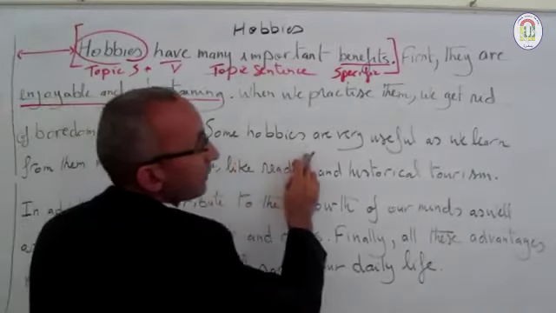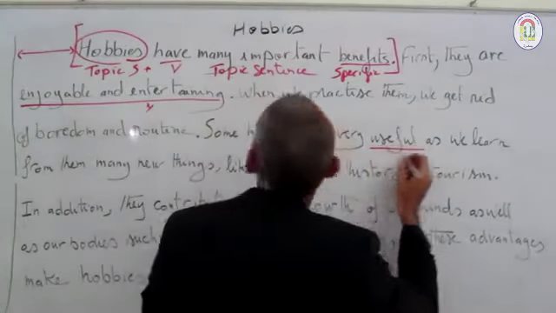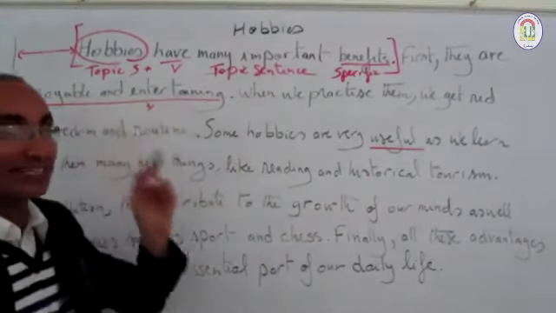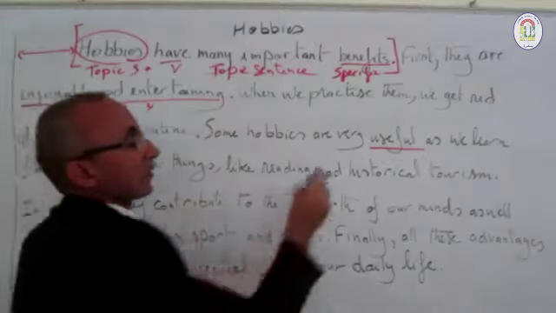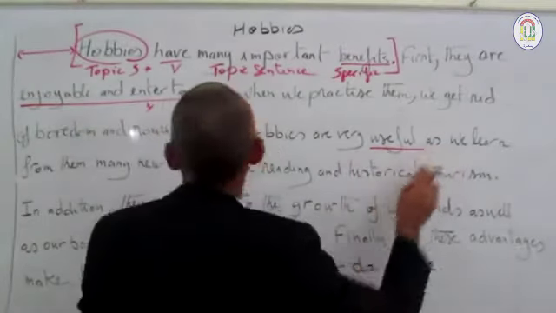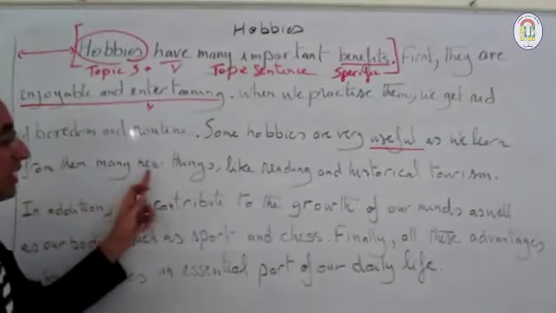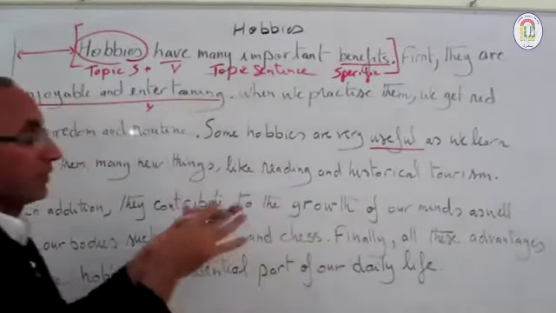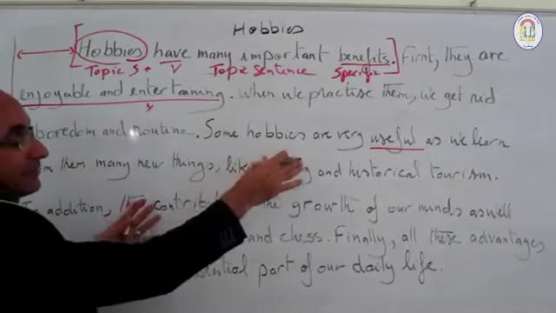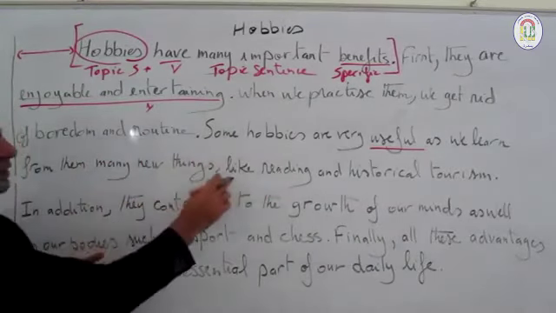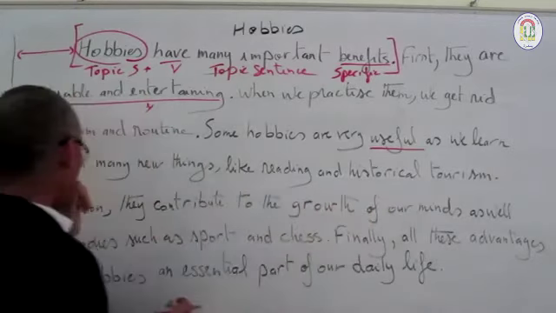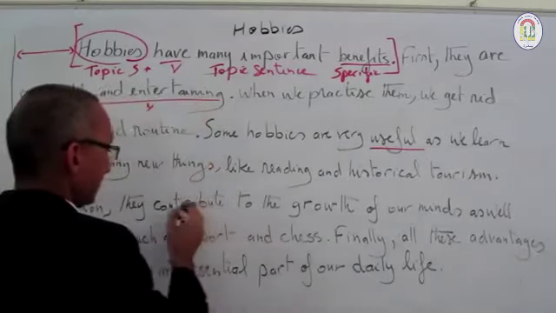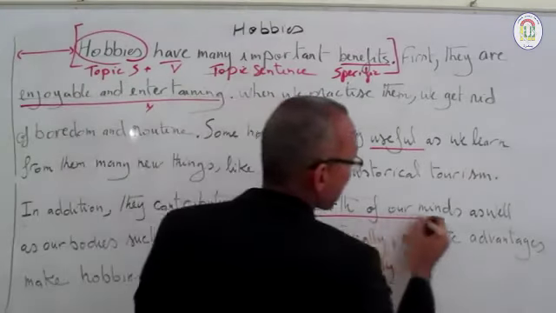Some hobbies are very useful. Also, number 2, another benefit. The first benefit is what? It is enjoyable and entertaining. The second benefit of hobbies is what? Useful, as we learn from them many new things, like reading and historical tourism. Here, I accompany you to the details of the benefits, with some examples, as you see here. In addition, they contribute to the growth of our minds, as well as our bodies.